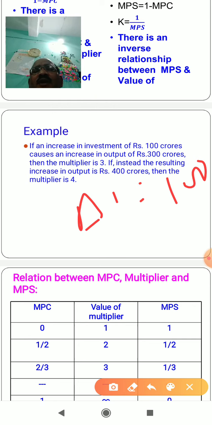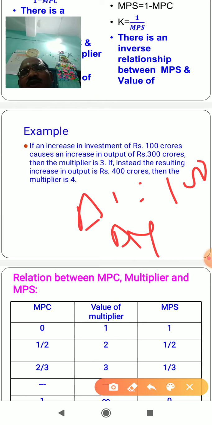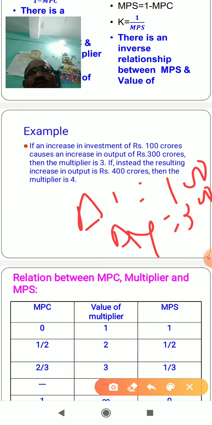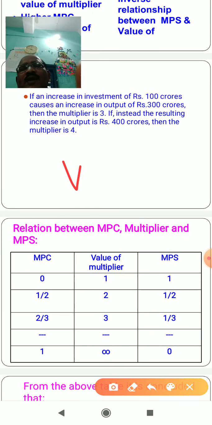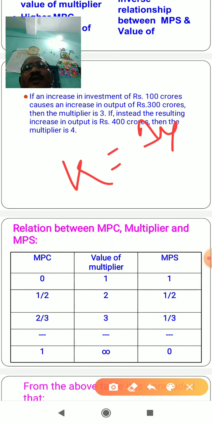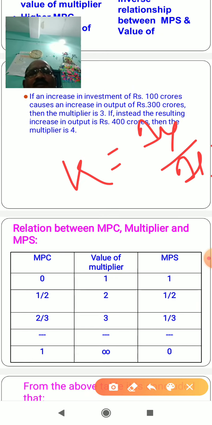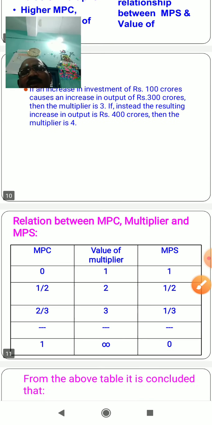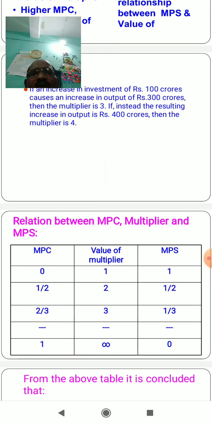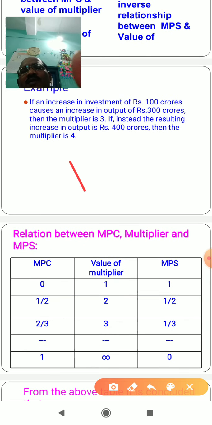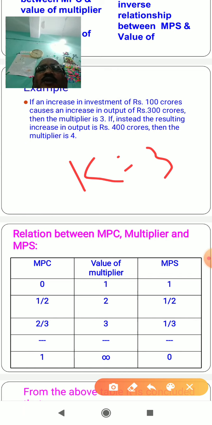Then the increase in output is 300 crores, meaning delta Y is equal to 300 crores. Then what is the multiplier? K is equal to delta Y by delta I. That is, K is equal to 300 by 100. That is, K is equal to 3. So the multiplier is equal to 3.